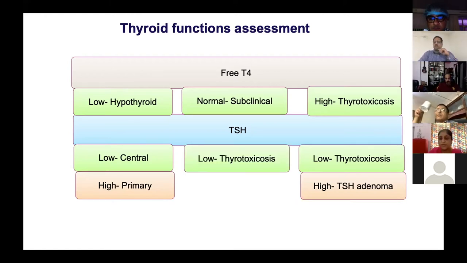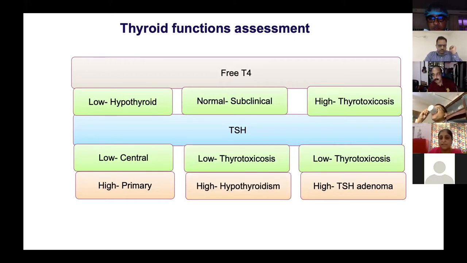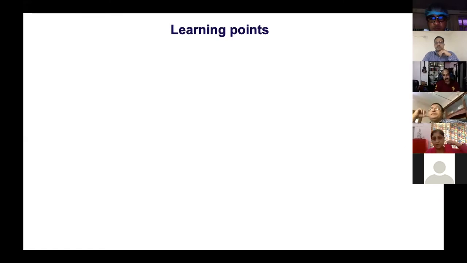So if the TSH levels are low, think of hyperfunctioning, thyrotoxicosis. If the TSH levels in the setting of normal T4 levels are high, think of subclinical hypothyroidism. So this is how you interpret thyroid function in a child.